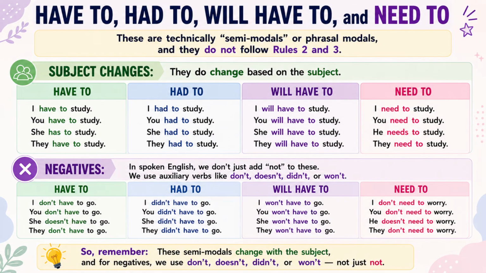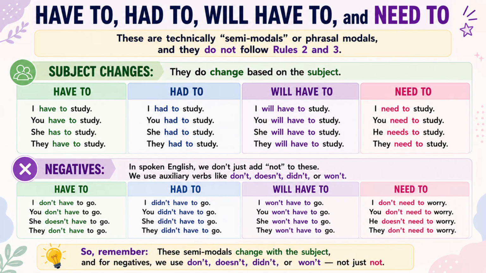Now remember one important point. Have to, had to, will have to, and need to are technically semi-modals or phrasal modals. They do not follow rule number 2 and rule number 3. These semi-modals change according to the subject. For have to, I have to study. You have to study. He has to study.